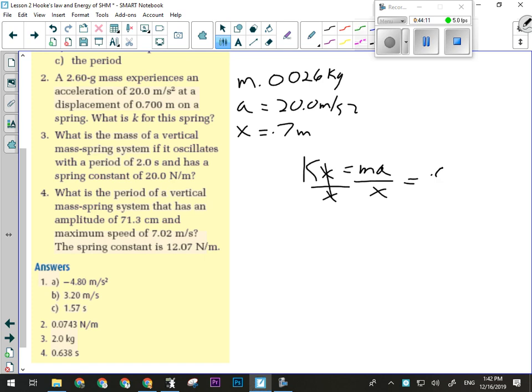So we're going to take our mass, 0.0026, times our acceleration, which is 20, and divide that by 0.7, which was the displacement, and that should give us a spring constant of 0.0743 newtons per meter. That is an incredibly light spring. It's like a 10 spring. Or even lighter than that. Very, very light.